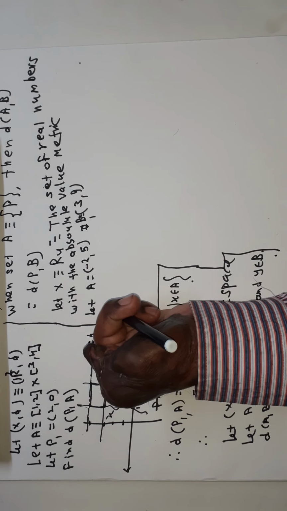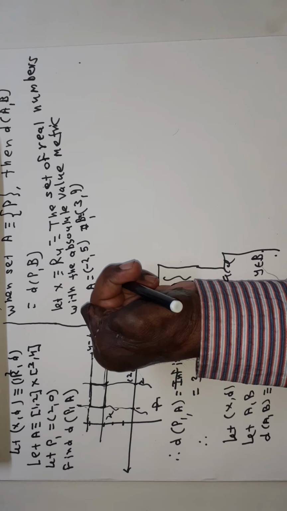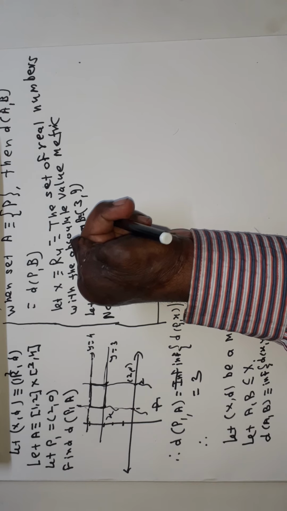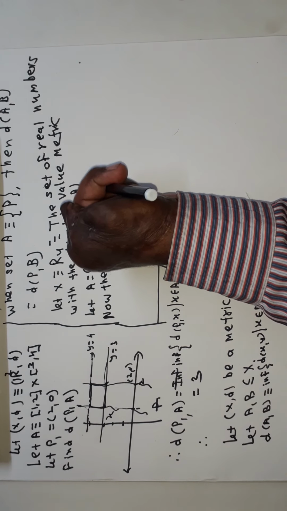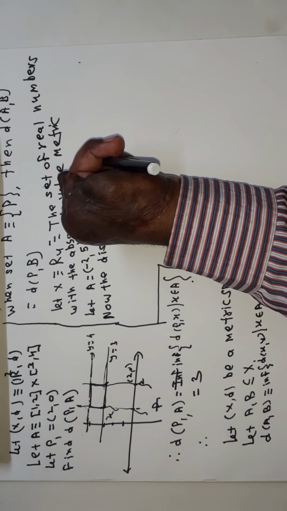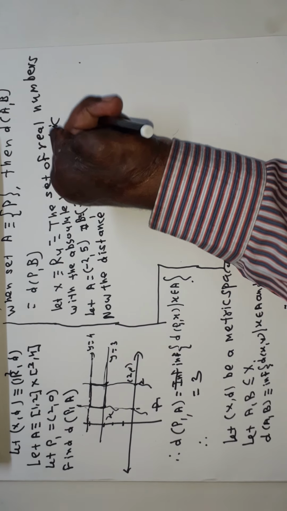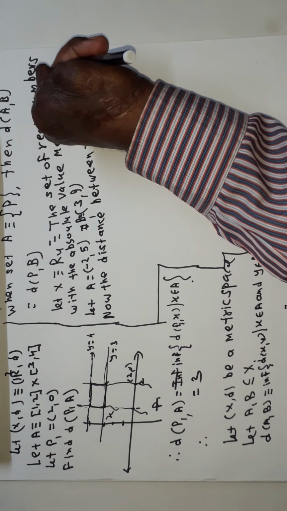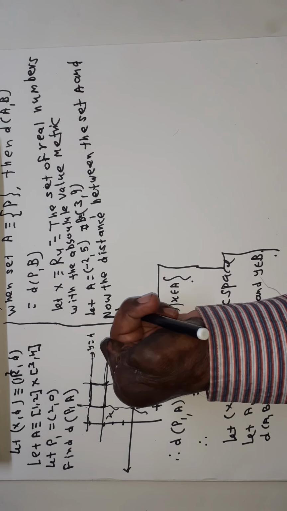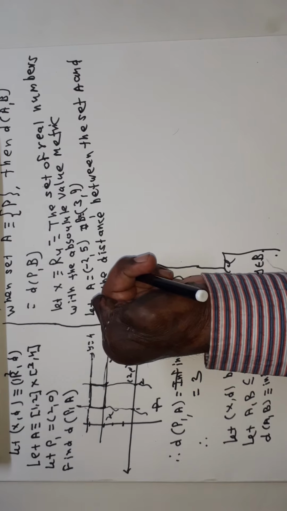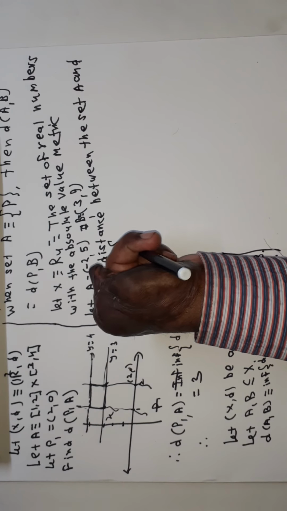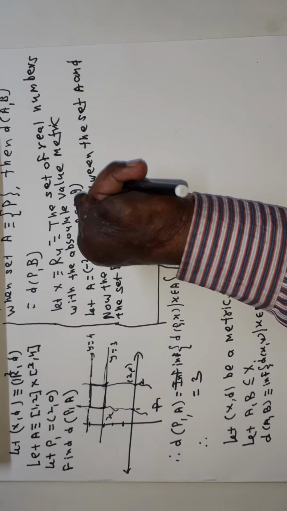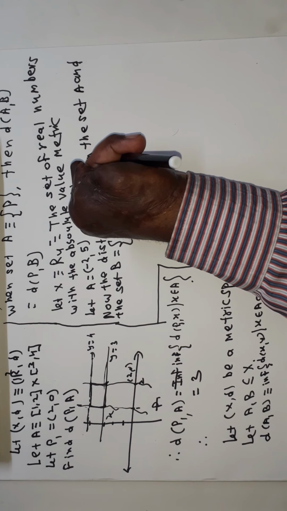Now the distance between the set A and the set B is equal to the infimum of the distances d(x, y), such that x belongs to A and y belongs to B.